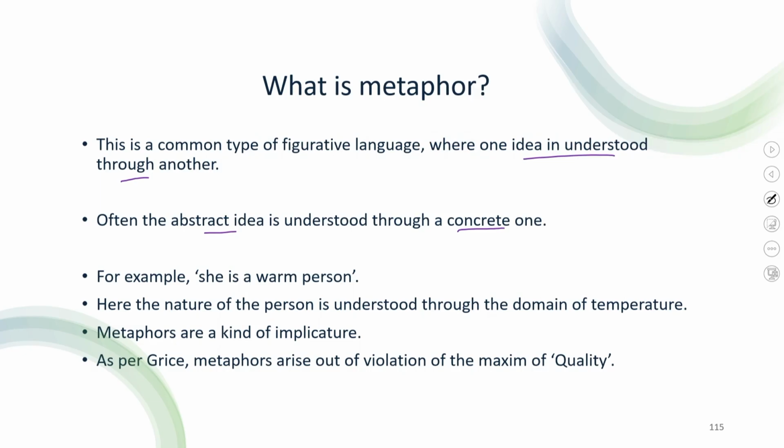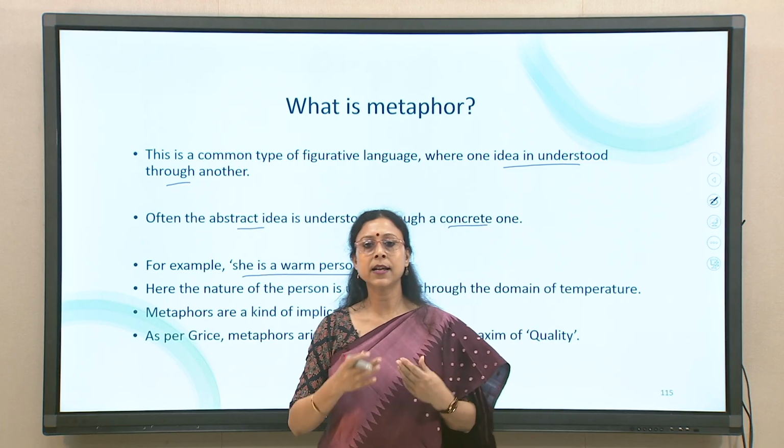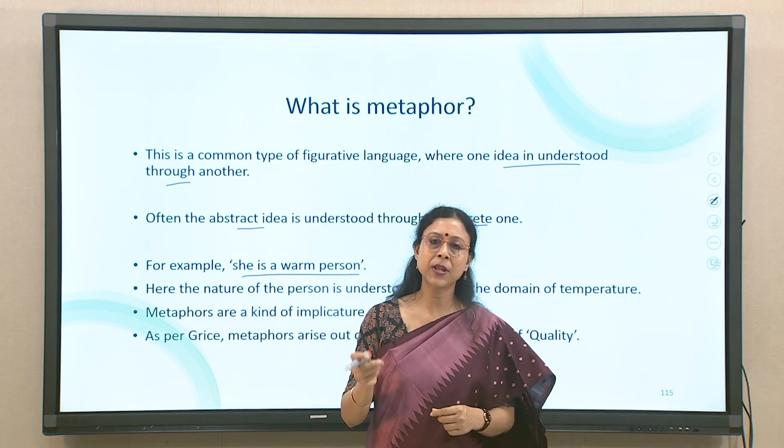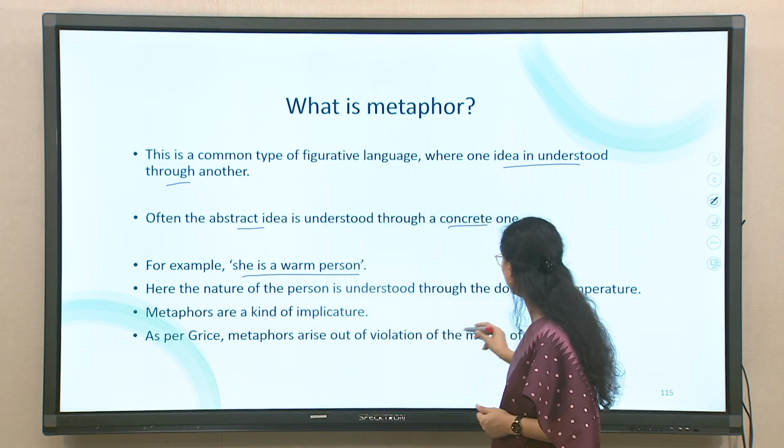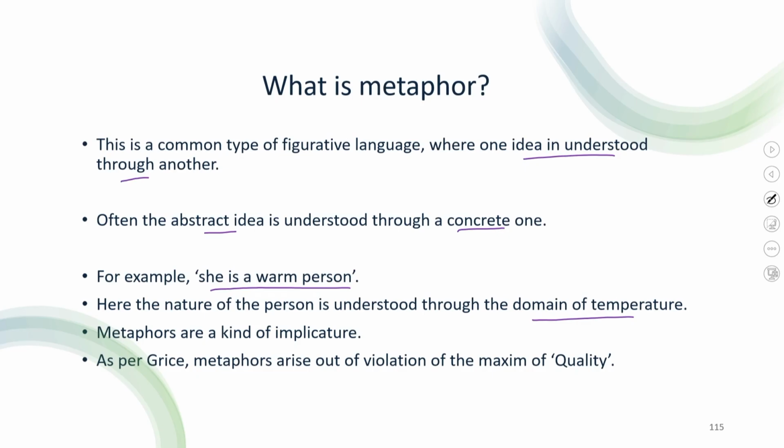Similarly, you can also have something like this: she is a warm person. Somebody you can say is a very cold person. Here, what we are trying to say is that the nature of the person is understood through the domain of temperature. Cold is somebody who is not very accessible, not very emotionally available. On the other hand, warmth is something that you attach with being connected, somebody who is nice, and so on and so forth. So, basically, some characteristic features are linked with something tangible, that is metaphor.